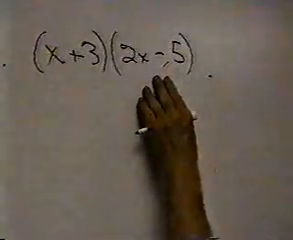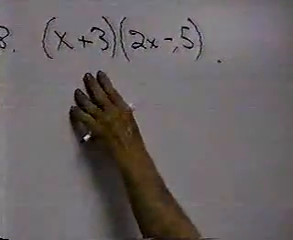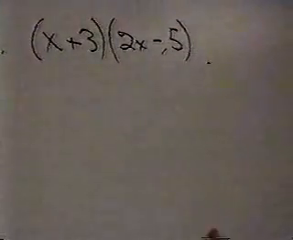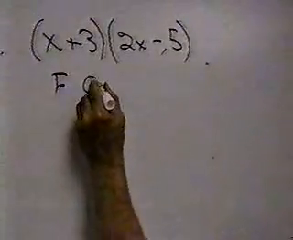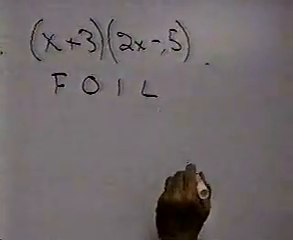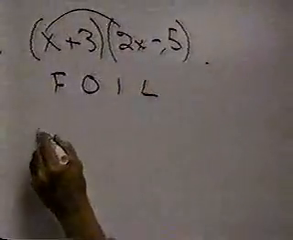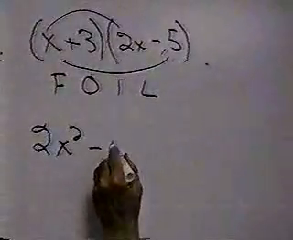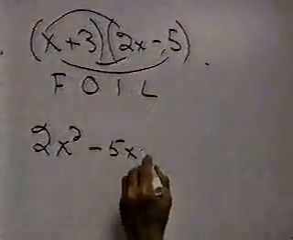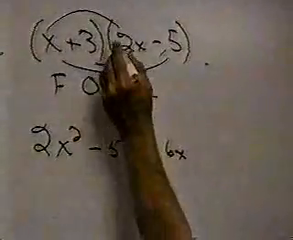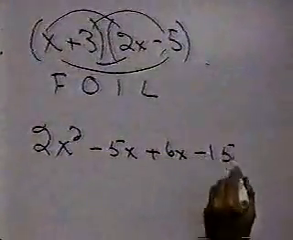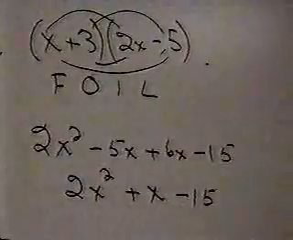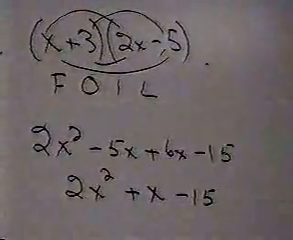When you have a binomial, 2 terms, and a binomial, 2 terms, then this is the way to multiply it instead of doing all the other methods. Now the FOIL method says first times the first, the outside, the inside, and the last times the last. So the first times the first is 2x squared. The outside is minus 5x. The inside is 6x. And the last times the last is minus 15. And when you simplify that by adding like terms, you get the same answer.